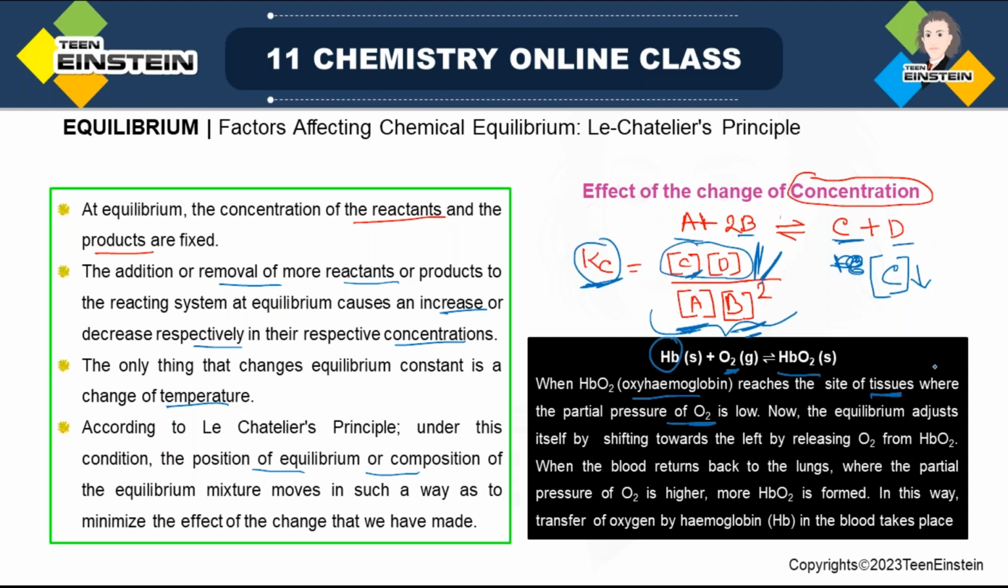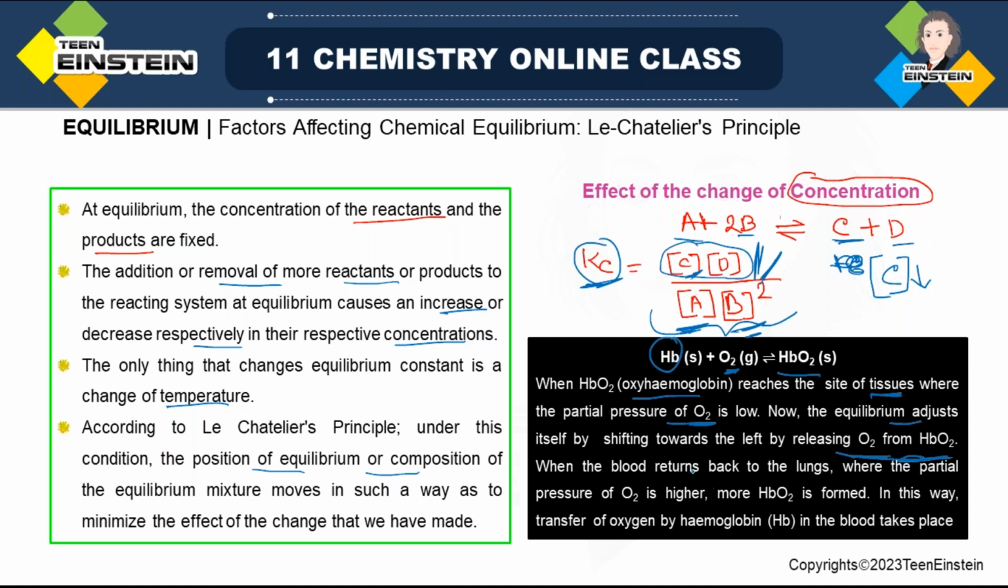the equilibrium will adjust in such a way that it shifts in the direction where more O2 will be produced from HbO2. That means it will move in the backward direction, because only in the backward direction is HbO2 decomposed, and we get liberated oxygen gas and the original hemoglobin Hb. So when it reaches the tissue, as the partial pressure of O2 is low, HbO2 will release oxygen and itself be converted to Hb.